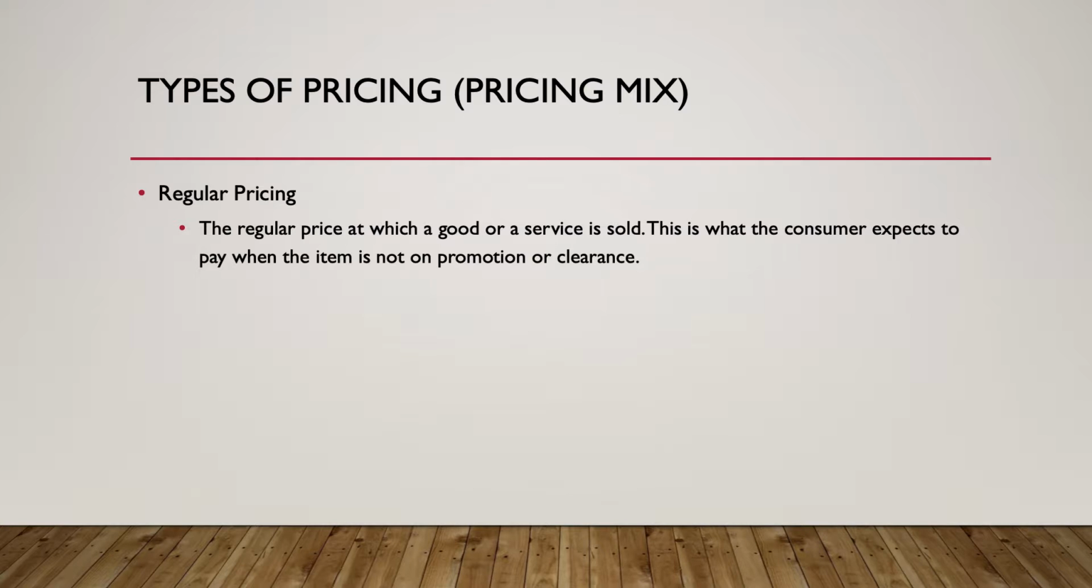So we've got the regular price of an item. That's basically the price at which a good or service is sold. That's what the consumer expects to pay for the item when it's not actually being promoted or on clearance. Let's say that the average price that you pay for a video game is 60 bucks. When you go into that video game store and you see a price for $60 for any new video game that's coming out, that's basically the regular price.